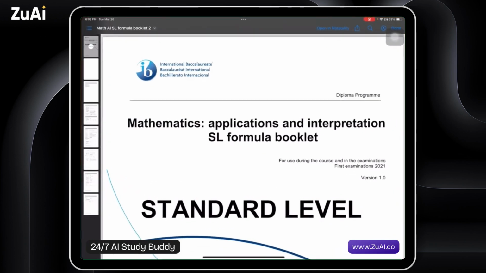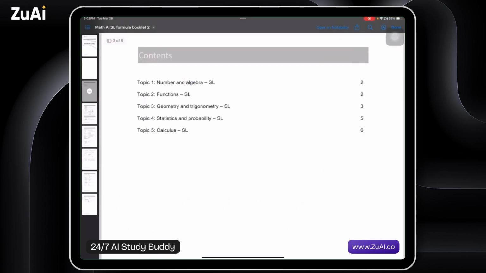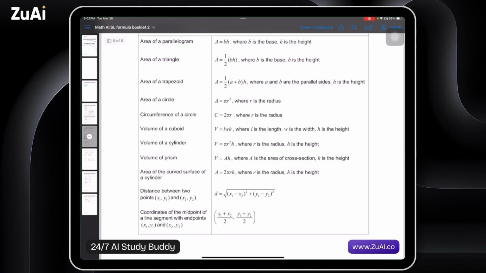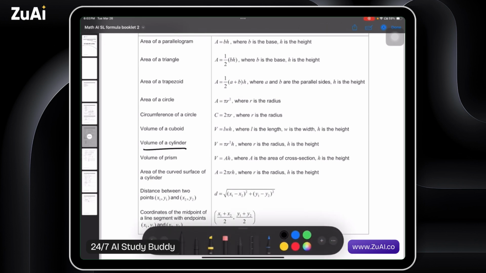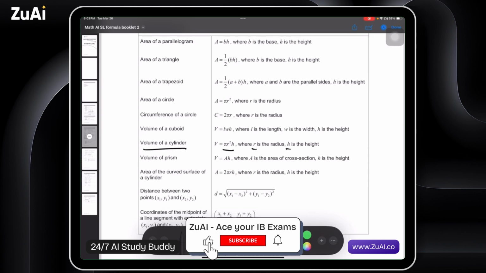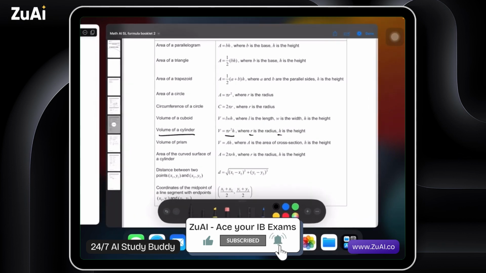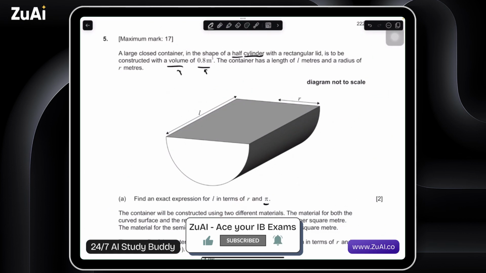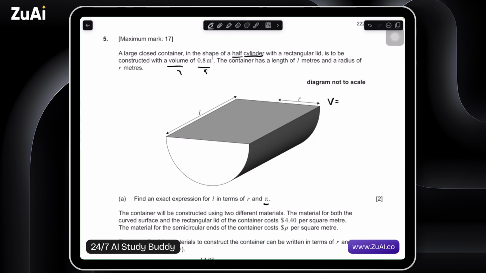Okay, so here we are. Here's our formula booklet. This is going to be in geometry and trigonometry. And let's find the volume of a cylinder right here. It's equal to pi r squared times height. R is the radius, h is the height. Pi r squared times height, that's the volume of a cylinder. So we know that the volume is equal to pi r squared times height.